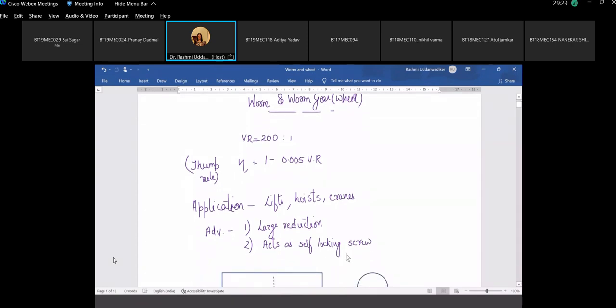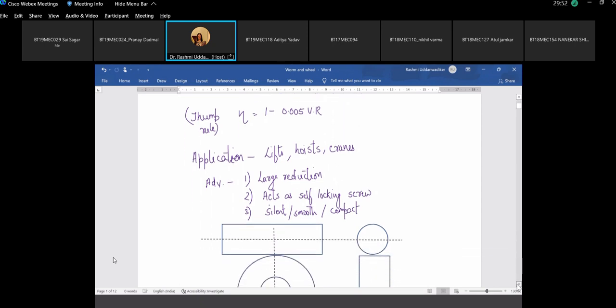The operation is quite smooth and silent. And it is very compact as compared to an entire gearbox or a gear assembly. This is quite compact. So how does this look like?